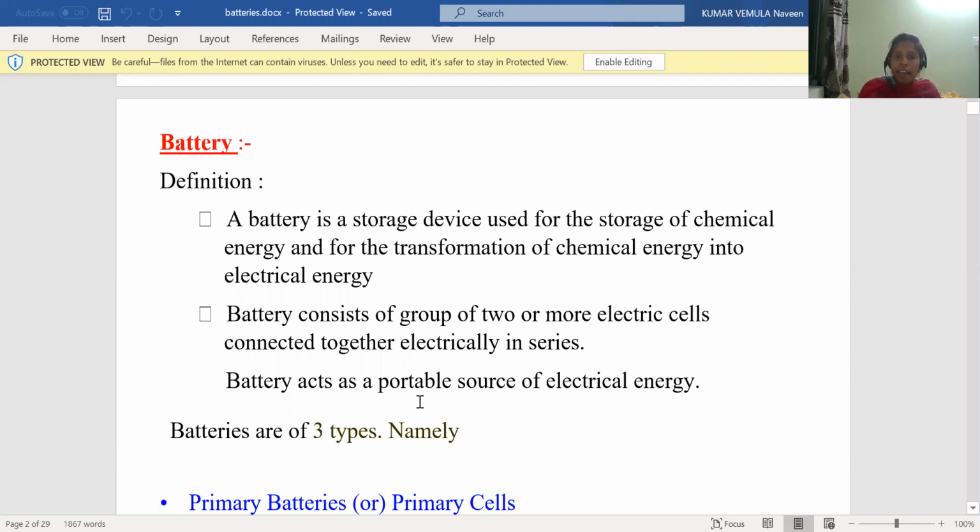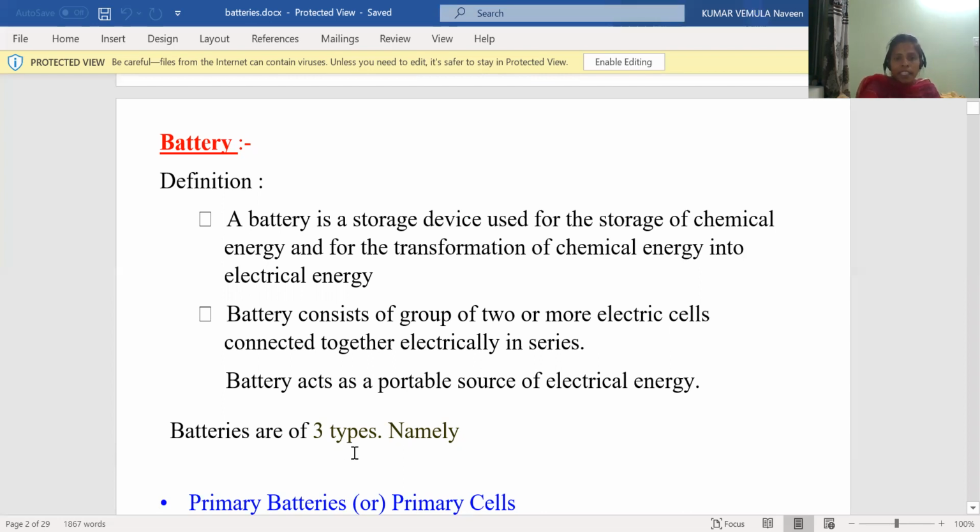And a battery acts as a portable source of electrical energy. We know that we can use it anywhere, even while traveling, and we can move from one place to another place. So it is a portable device, easy to use and easy to move from one place to another place.